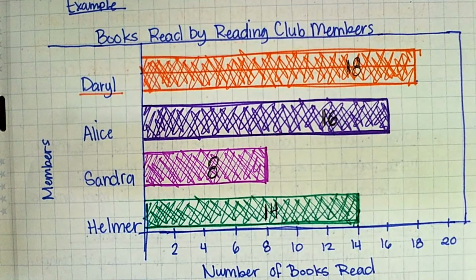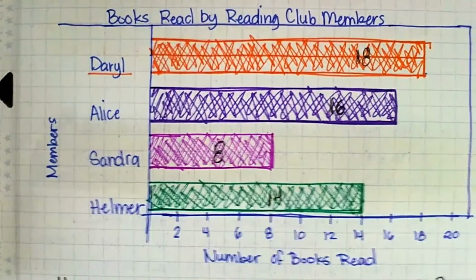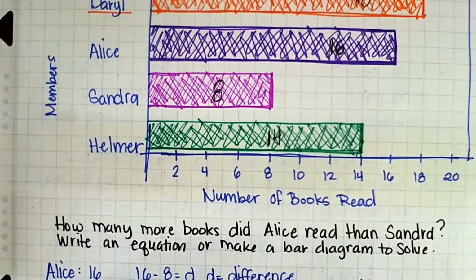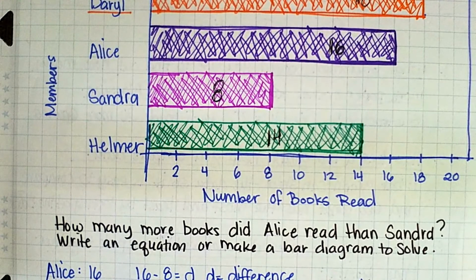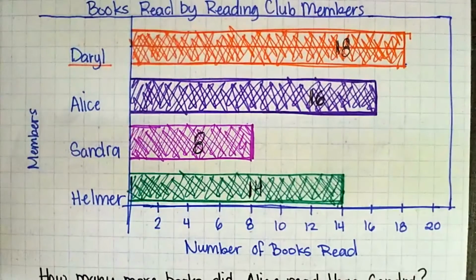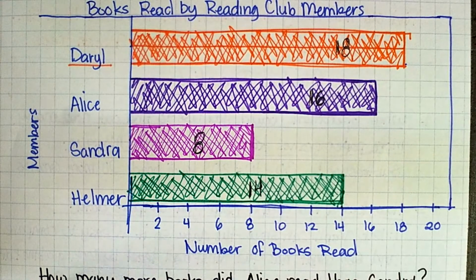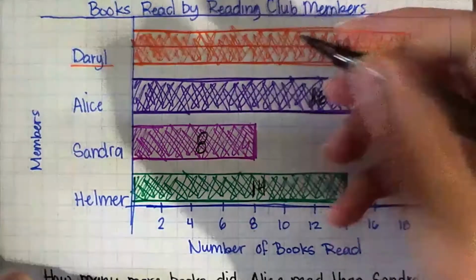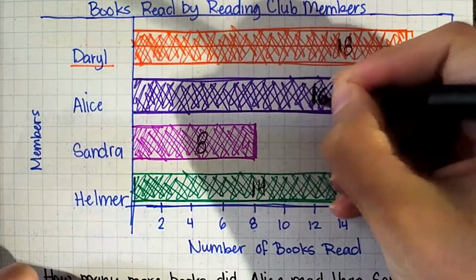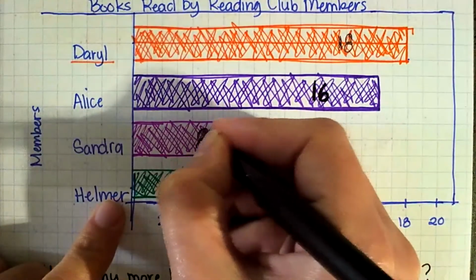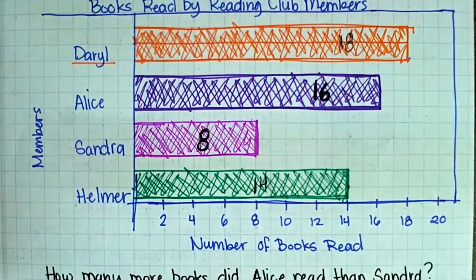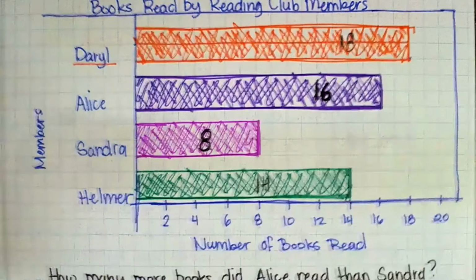So my question for you for this particular bar graph is, how many more books did Alice read than Sandra? So what do I have to figure out? Well, I need to look at my bar graph. How many books did Alice read? Well, we know Alice read 16 books. Let me see if I use my marker, if that'll make it easier. There we go. Alice read 16 books and Sandra read 8 books. So if I want to find out how many more books Alice read than Sandra, I have to subtract. I need to find the difference between them.